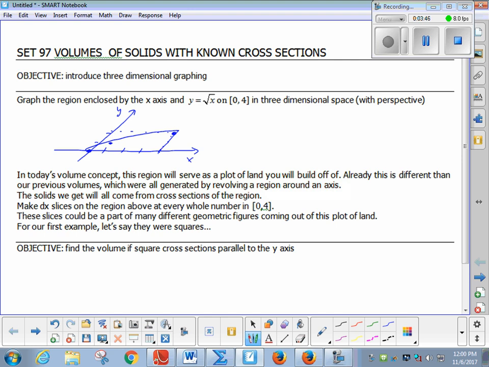Now the region between that and the x-axis on 0 to 4 all together is that. So far so good?